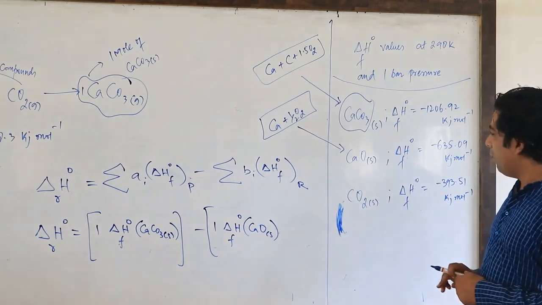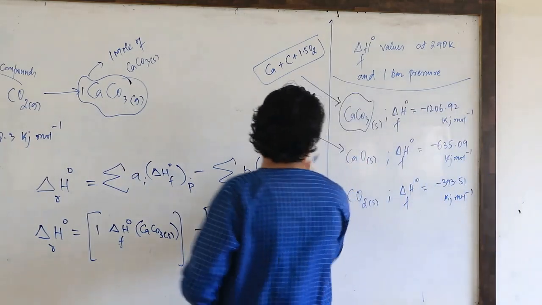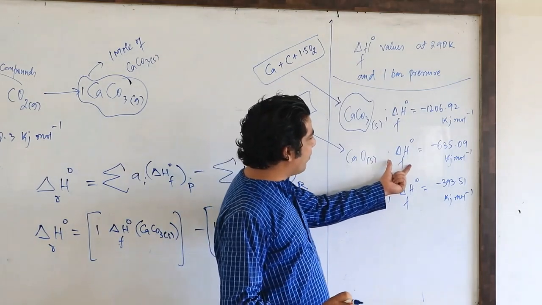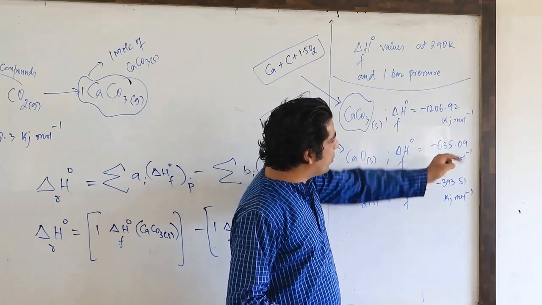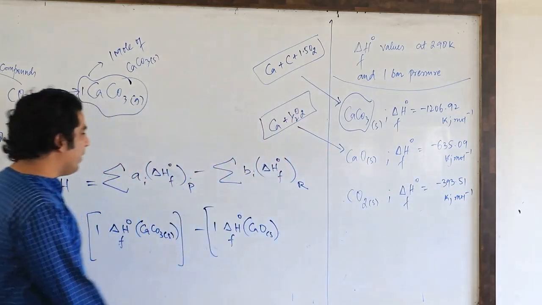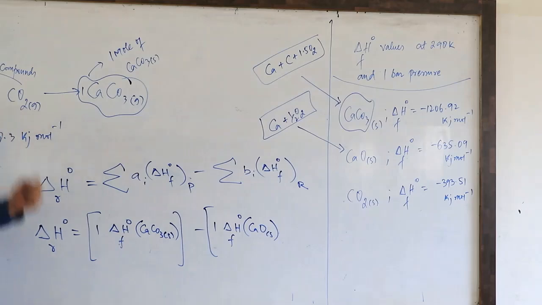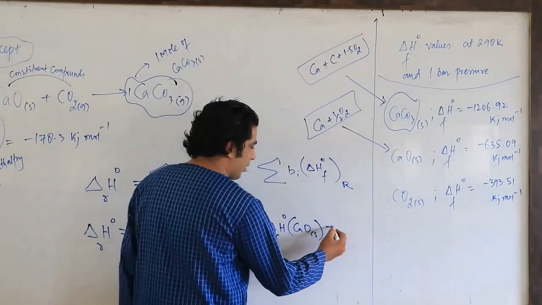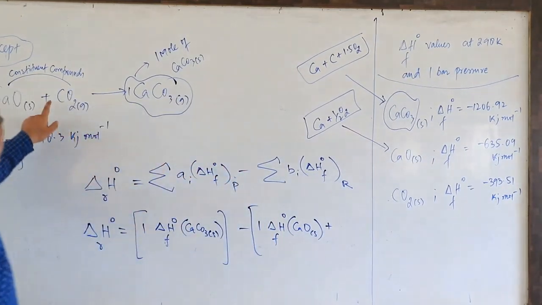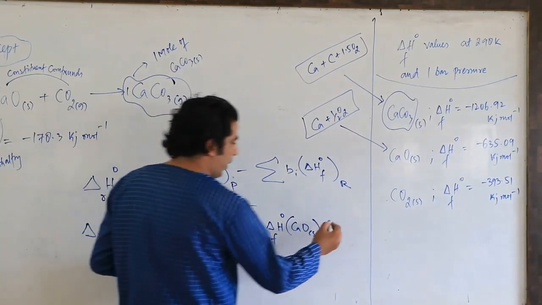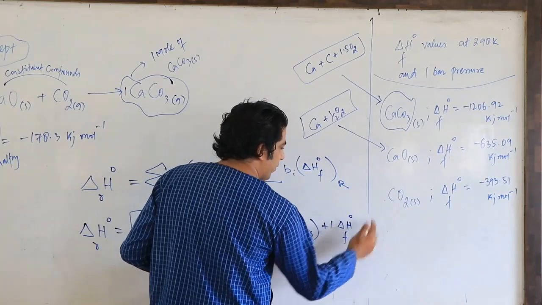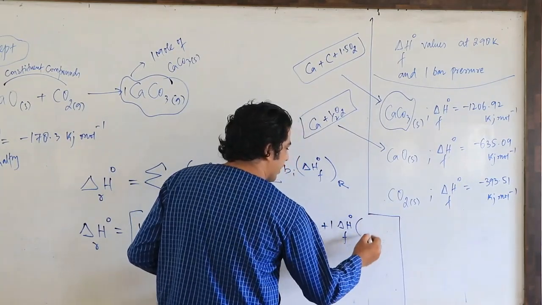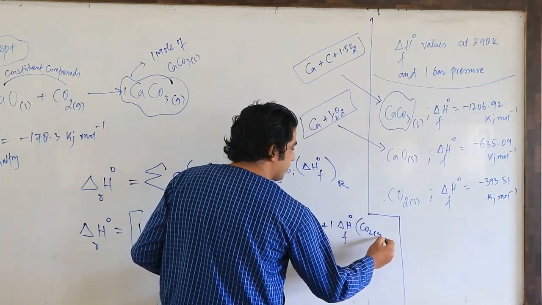Okay. Now, my dear friends, we know the value of the standard enthalpy of formation for calcium oxide. That is minus 635.09. Then finally we have one more reactant here, that is carbon dioxide. So plus one more reactant. And how many times is it? Only 1 mole is there. So 1 into delta HF naught. Then we have carbon dioxide, which is in gaseous state.